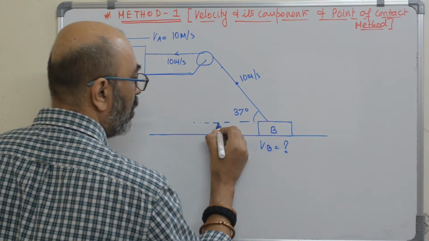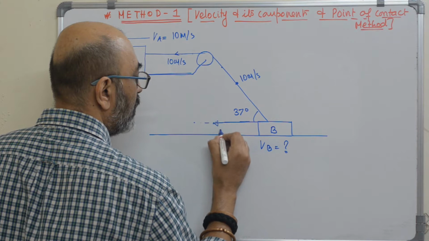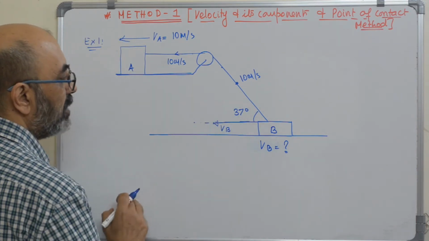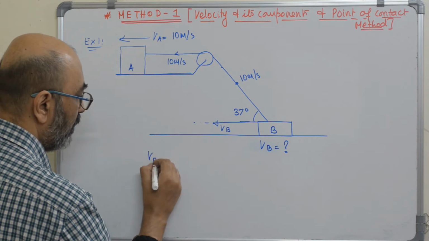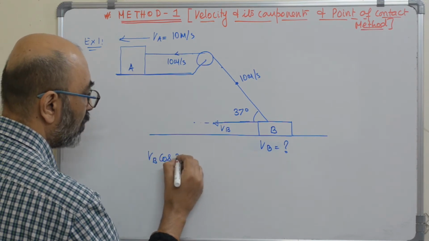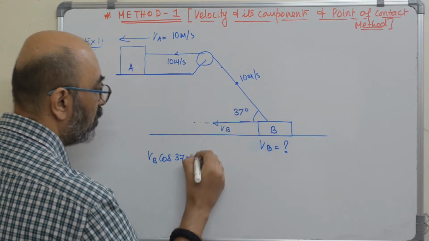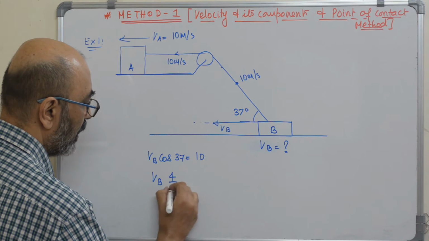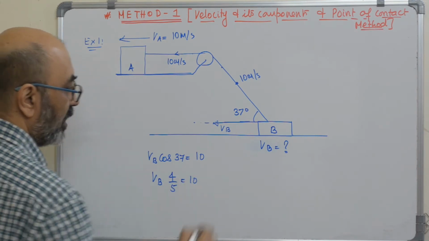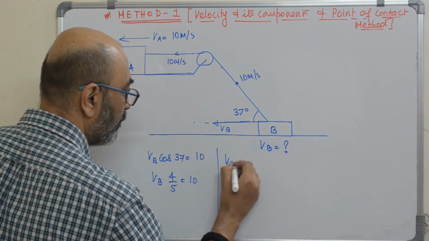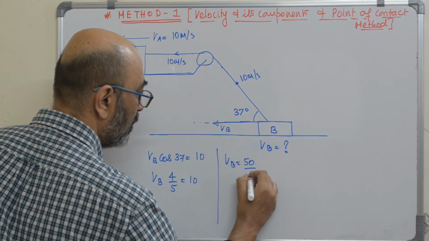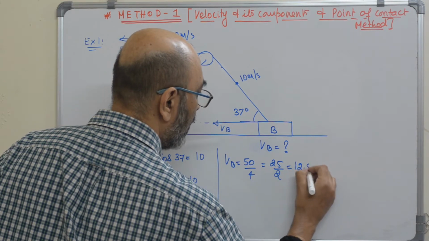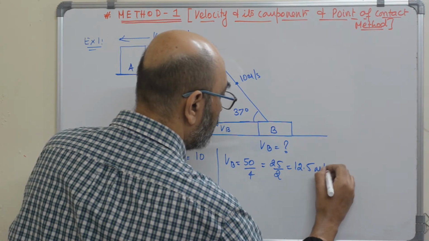Now the velocity of the block, let us say over here, is VB. Would the component of VB over here be VB cos theta? So we have VB cos theta, that is cos of 37, would be equal to how much? Would be equal to 10. Now we know cos of 37 is 4 by 5, so that is 10. So we have VB as 50 by 4, that is 25 by 2, that is 12.5 meter per second.